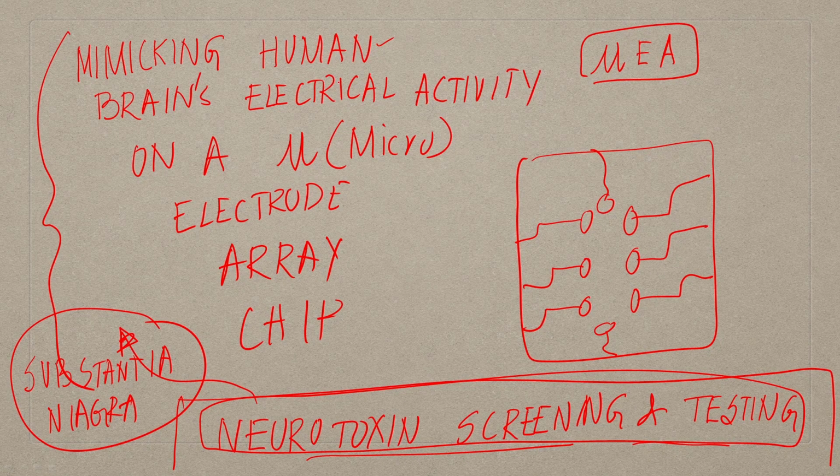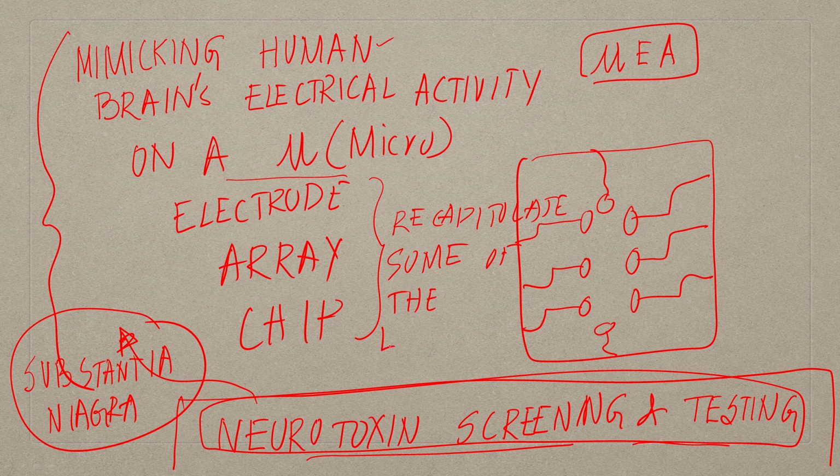So, welcome back to this class. In the previous class I told you that we will be sharing how you can mimic the human brain's electrical activity on a chip and how you can recapitulate some of the events happening inside the brain.